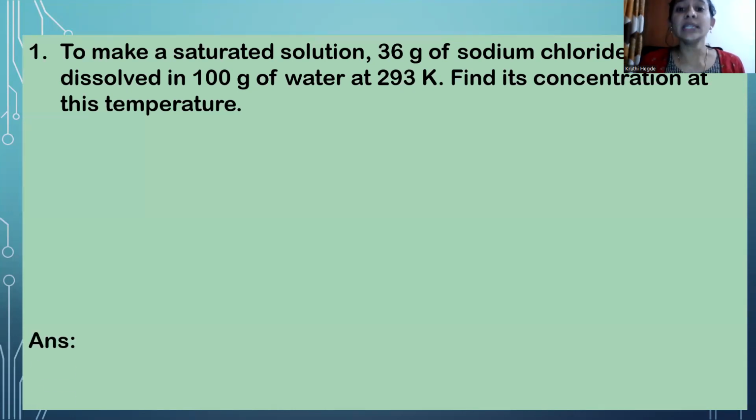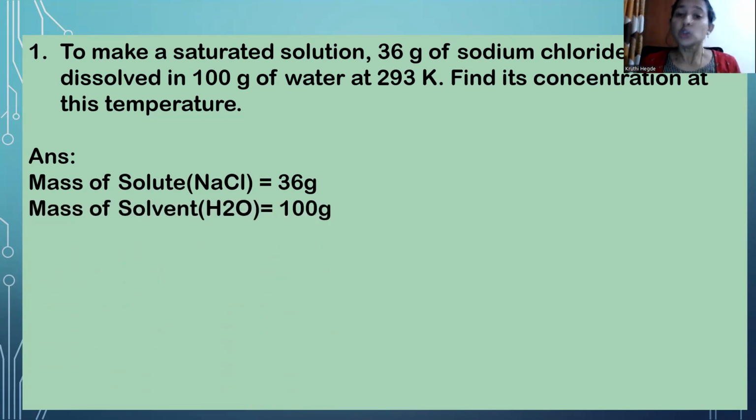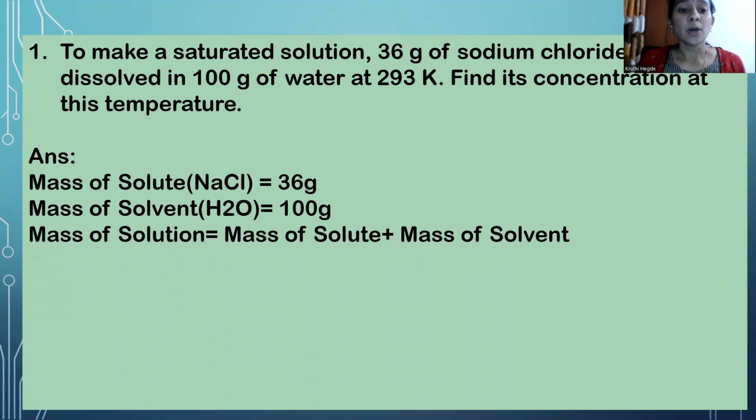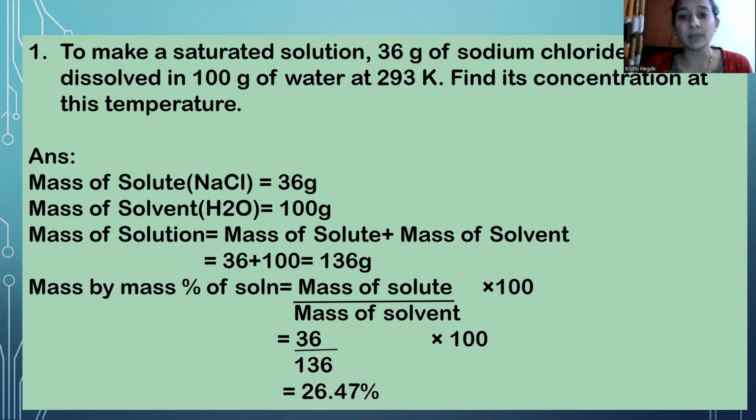So, given is the mass of solute, that is NaCl, 36 gram, and the mass of solvent, water, that is 100 gram, right? So, mass of solution will be the sum of mass of solute and mass of solvent, which will be equal to 36 plus 100, that is 136 grams. Now, we need to find the concentration by mass percent, that is mass of solute by mass of solution into 100. So, the equation will be 36 by 136 into 100, that is 26.47%. So, this is how, by given values, we should be finding out the concentration of the solution.